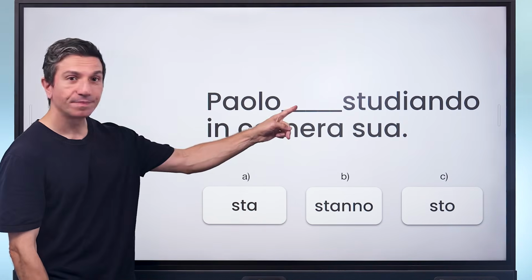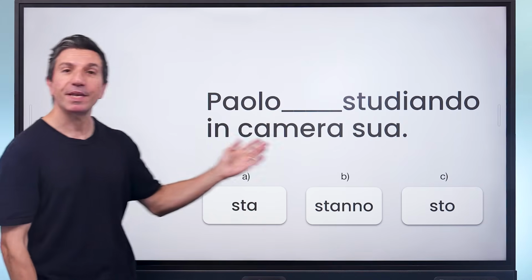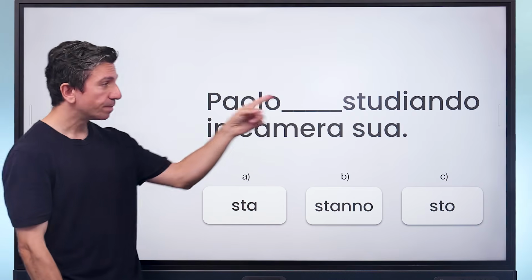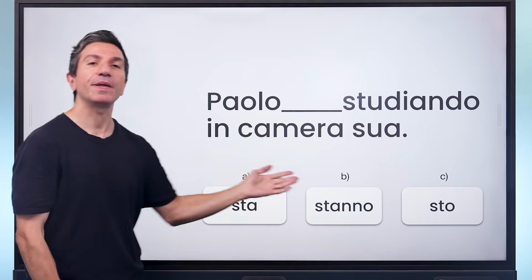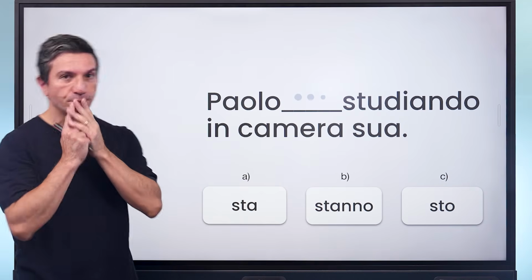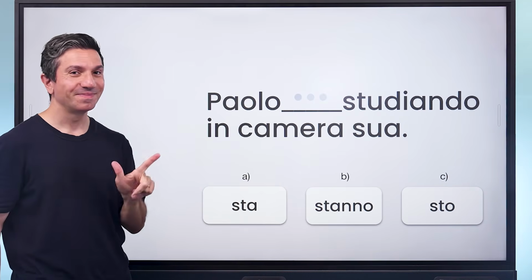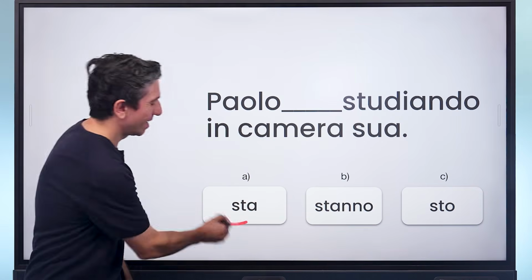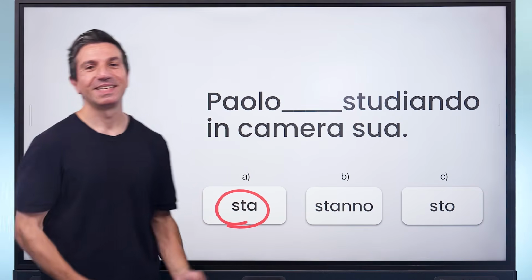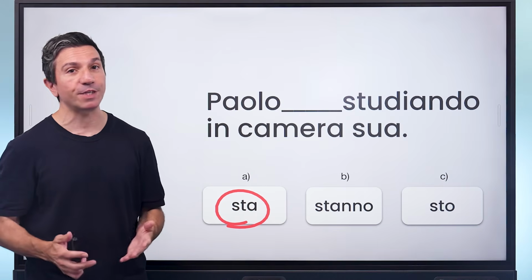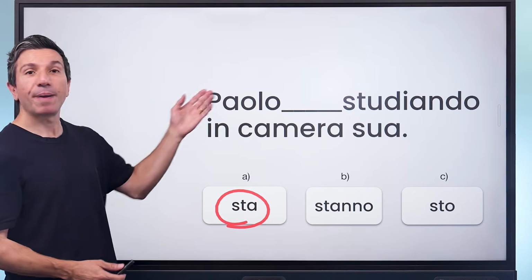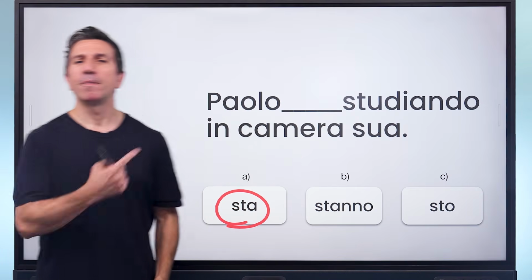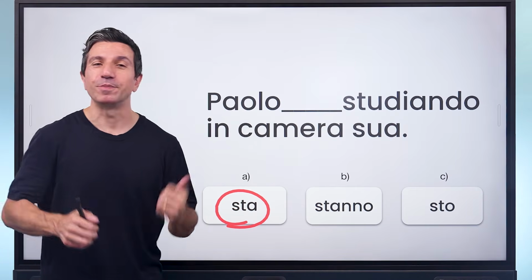Paolo studiando in camera sua. Sta. Paolo sta studiando in camera sua. Paolo is studying in his room.